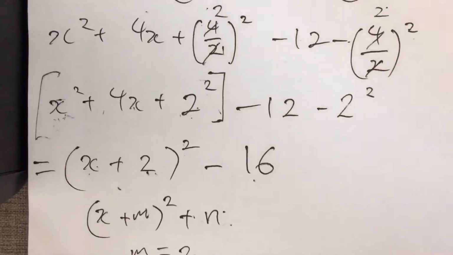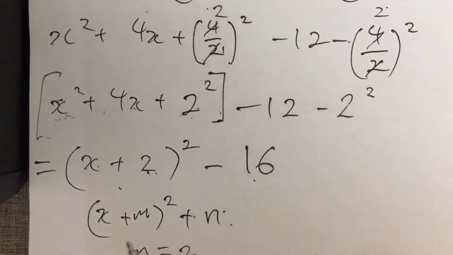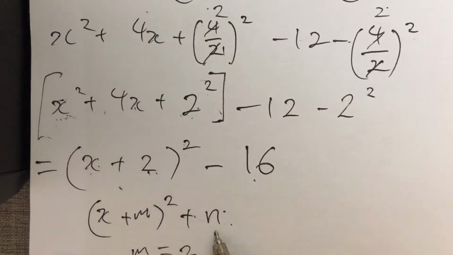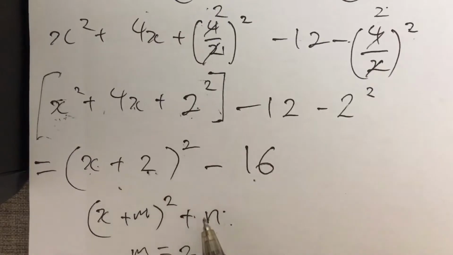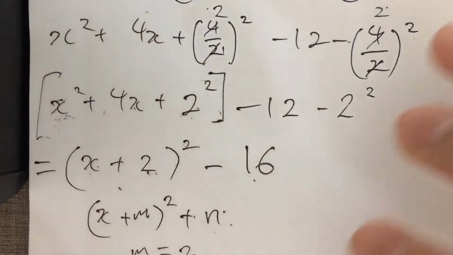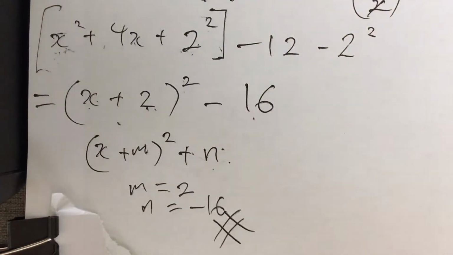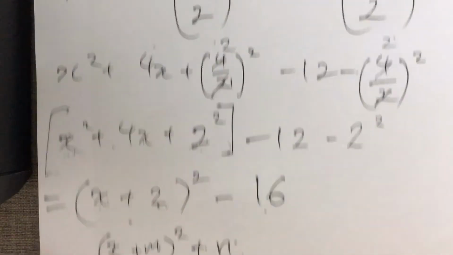And then you will realize that this answer is similar to the format that they want you to find. So what's your m? You can see the m is 2. You can see the n is negative 16. That's how you get the answer. So that's how you solve this kind of question.